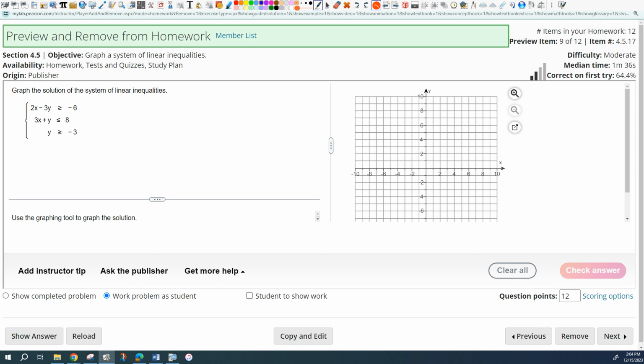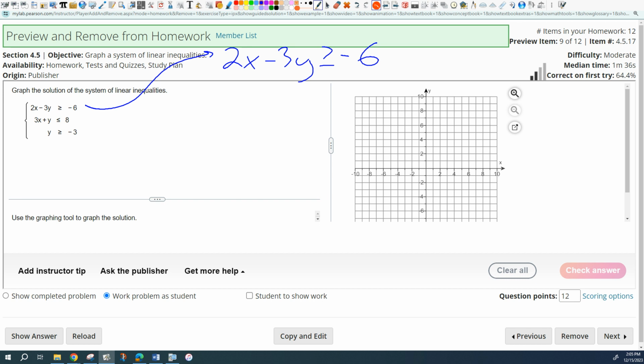So let's take this line, make it a little bigger so you can see it. 2x minus 3y is greater than or equal to -6. If I want to graph that linear inequality, what do I do? Right, first step is we got to put this into slope-intercept form. So what's the first step then?